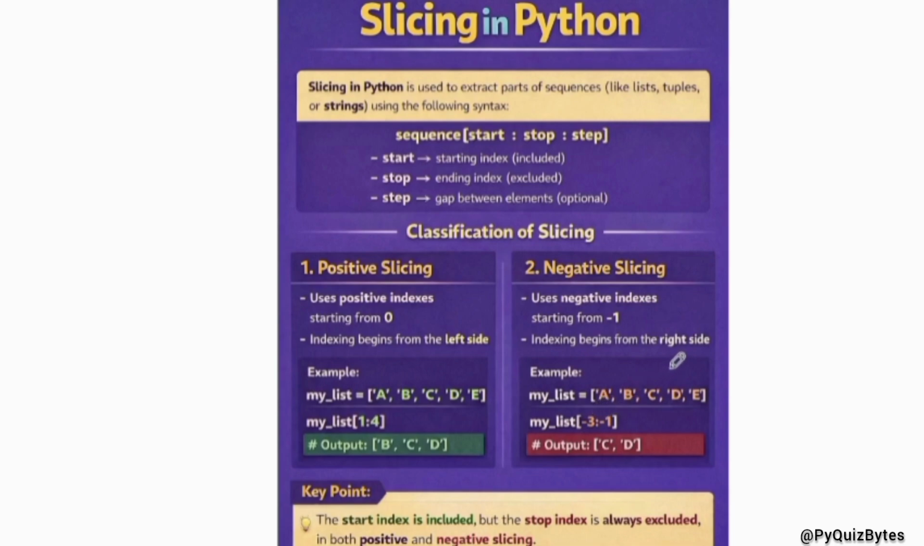So negative slicing starts at the right side. So -1, -2, -3, -4, -5. So it will start at -3, meaning it will start at C and it will end at D, as -1 will get excluded. Stop will get excluded. So it will print only C and D. So as the final output, C and D will be the result.